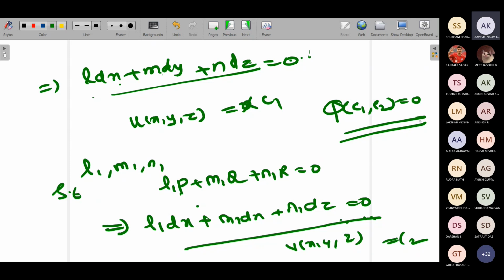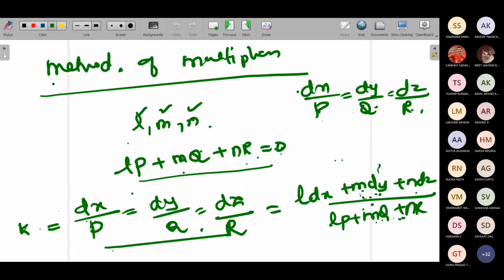How can the thing be 0 by 0? It is not 0 by 0. That only is it. How is it 0 by 0? I am choosing the multipliers such that when I multiply the multipliers, the denominator value is becoming 0. The denominator value is equal to 0.